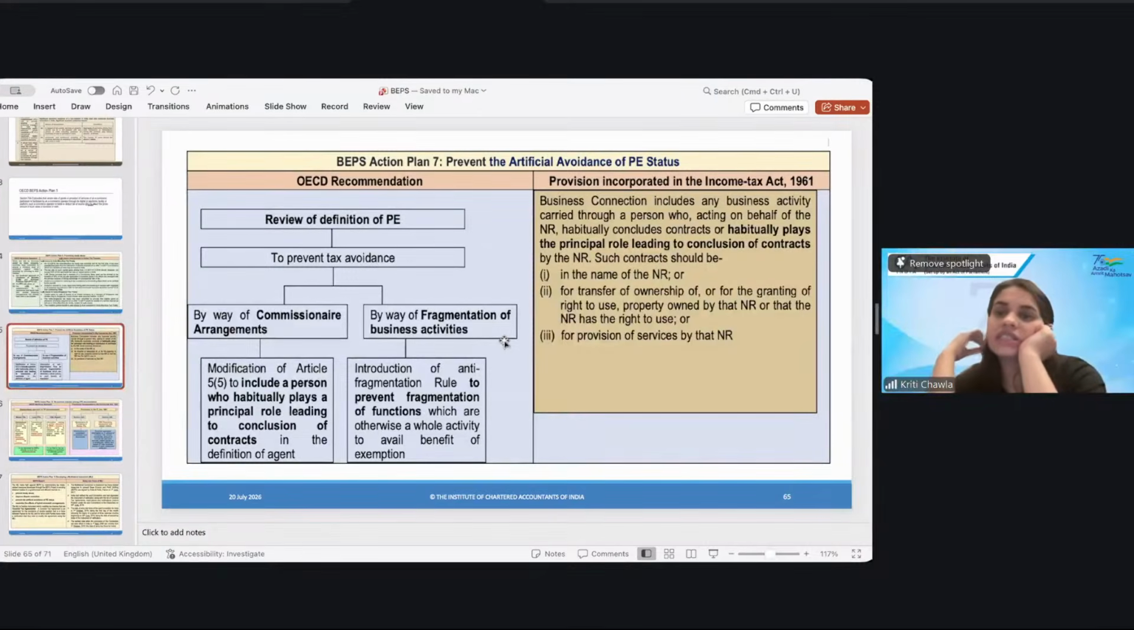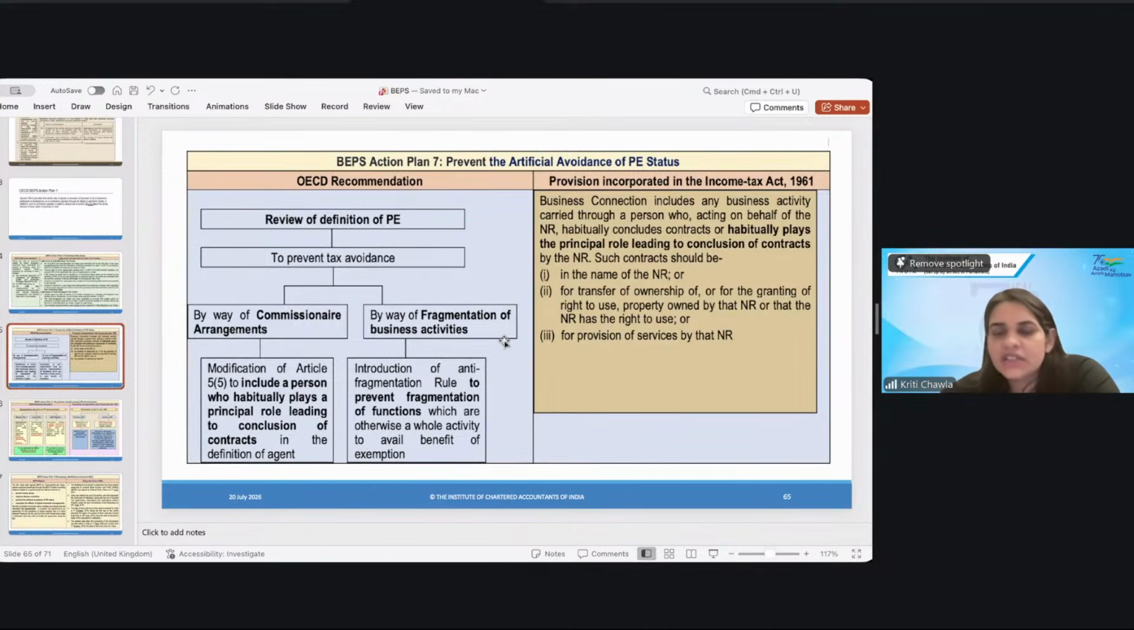Now, this is the reason a provision was incorporated in the Income Tax Act 1961 for business connection. They said that business connection includes any business activity carried through a person who, acting on behalf of the non-resident, habitually concludes contracts or habitually plays the principal role leading to the conclusion of contracts by the non-resident. But these contracts should be in the name of the non-resident, for transfer of ownership or for provision of services by that particular non-resident. So they made these provisions, and they were incorporated in the Income Tax Act of 1961.